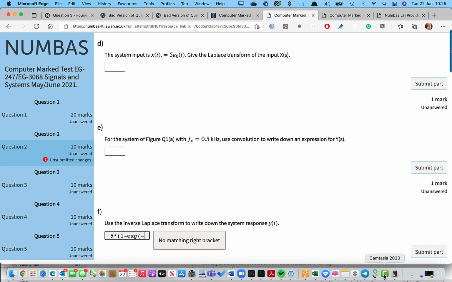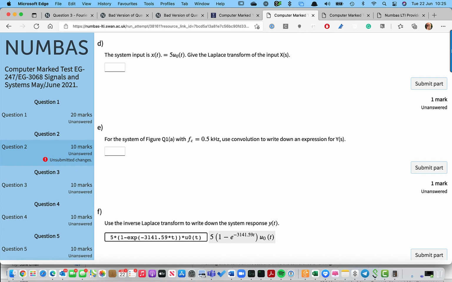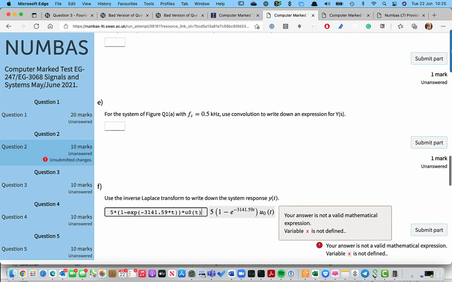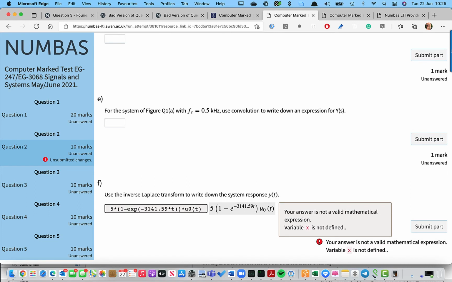It may not be the correct answer that's been hinted here, but it is of this form. And it's nice, you can see the numbers giving students feedback on what's right and what's not right, which is quite useful to the students, I think. So it's telling there's no matching bracket there. We complete the expression, adding this u naught of t, which is the unit step function. And this is where the problem arrived. So in the test, not before the test and testing, but in the test, this error came up: variable x is not defined. It was relatively easy to sort out.